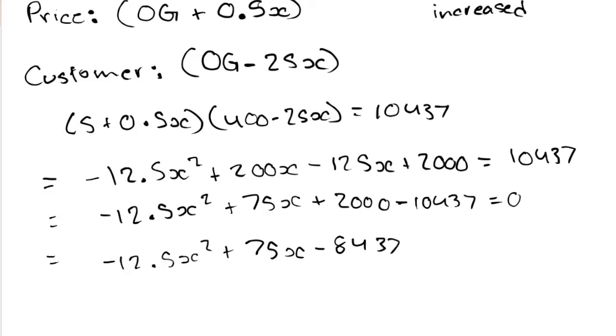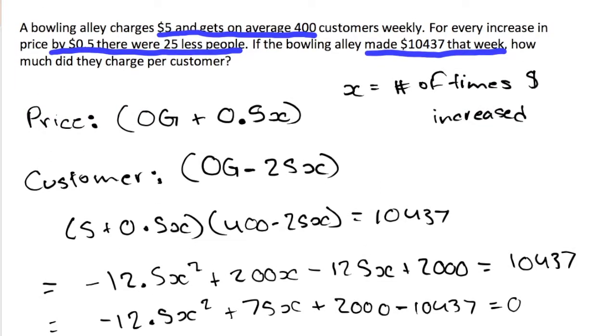Now all we have to do is plug it into the quadratic formula, and we can have an answer for x. And the answer for x will not be the answer for the problem. Remember, it says how much did they charge per customer, but x is how many times the price increased. So after we solve for x using the quadratic formula, we have to multiply x by 0.5 to get the answer of how much money they charged.